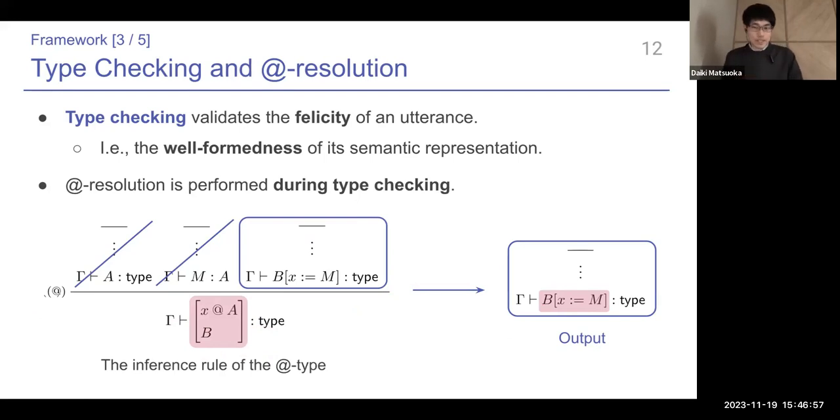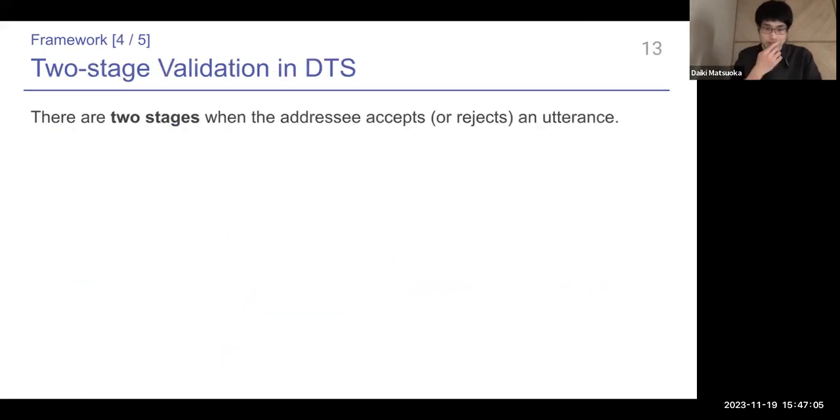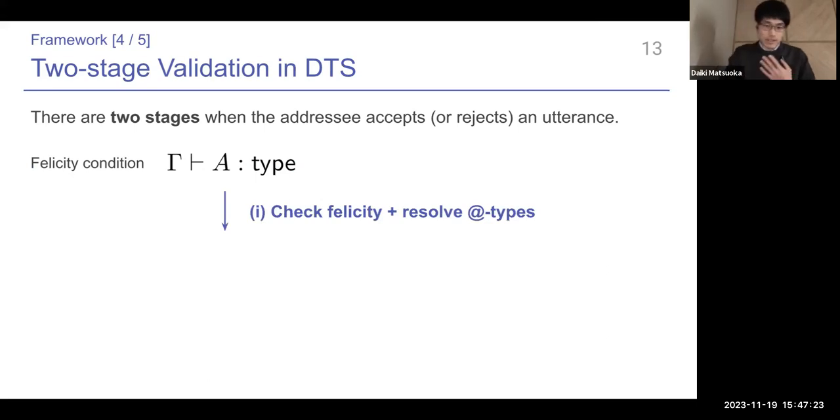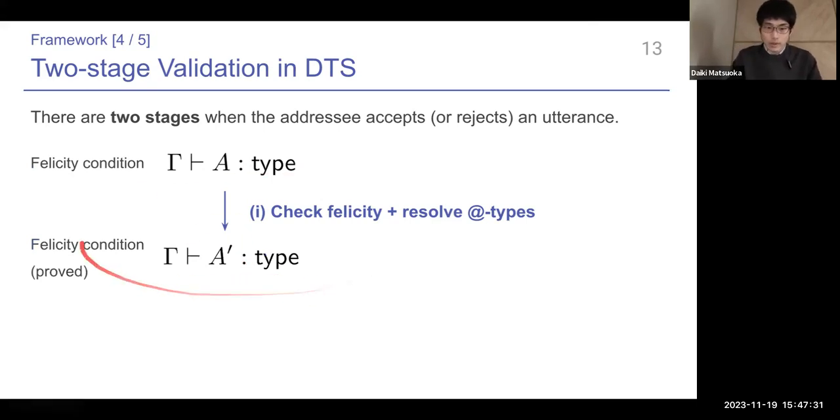This type-checking-based formalism enables us to make an important conceptual distinction. There are two stages when the addressee accepts or rejects an advance in DTS. First of all, we start with the condition for felicity: the semantic representation A needs to be a type. It must be well-formed. Then we execute type checking, which means that we check the felicity and at the same time resolve the aspirant types. And we obtain an aspirant-free type A prime, and it is proved that this is well-formed as a type.